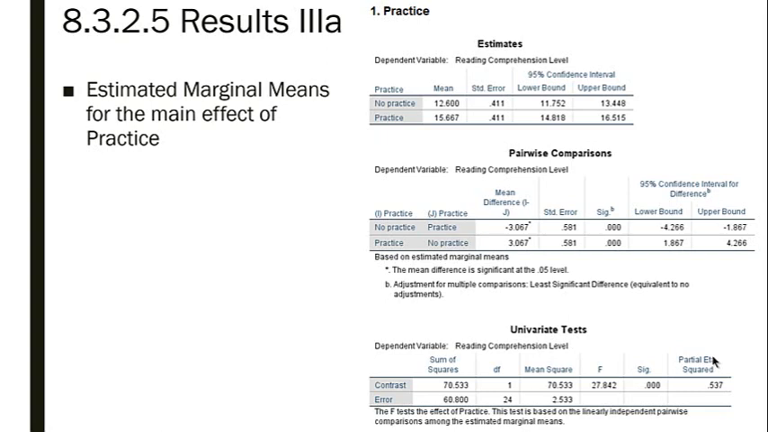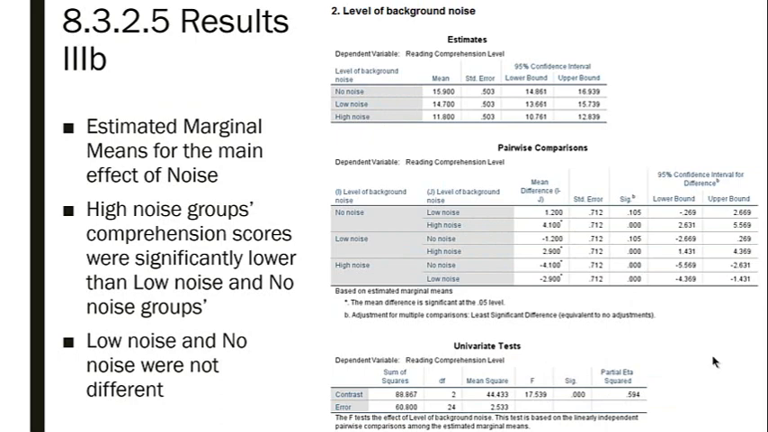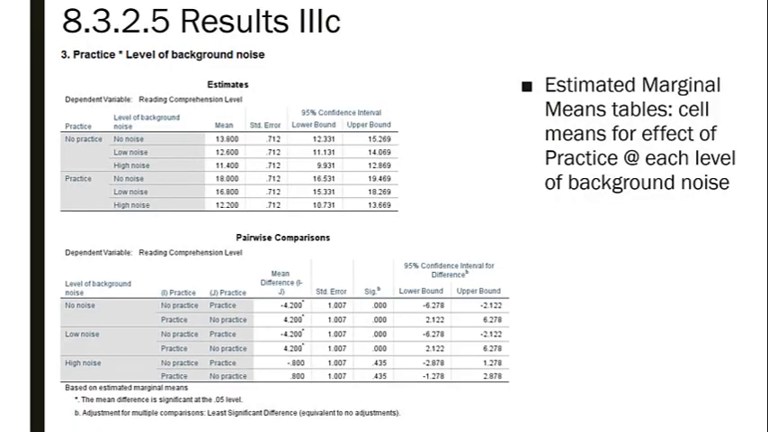However, the conventional practice is to interpret statistically significant interactions first. So we would only examine these main effect results if the interaction was not statistically significant or if there was still some ambiguity about what the effects were after we interpreted the interaction. So we're going to skip over this for now. Similarly, we're going to skip over the main effect of level of background noise. Here's the third set of estimated marginal means output.